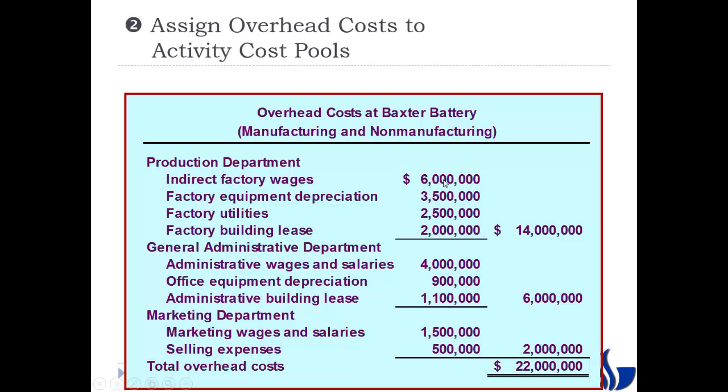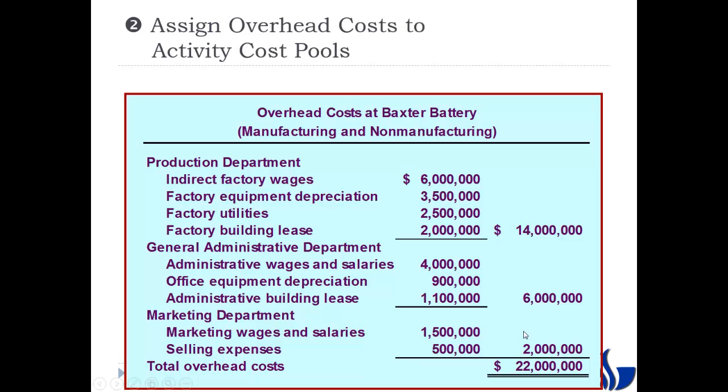So we can see we've got a little bit finer, we've got these indirect costs partitioned out into some finer details here. As we already talked about, the manufacturing overhead is divided into indirect factory wages, factory equipment depreciation, factory utilities, and factory building lease. General administrative department costs are based on administrative wages and salaries, office equipment depreciation, administrative building lease, and then the marketing department based on marketing wages and salaries and selling expenses. So the total overhead cost, we'll call all of this overhead, is $22 million. Okay, it's made up of manufacturing overhead and selling and administrative overhead, indirect costs from the selling and administrative activities.